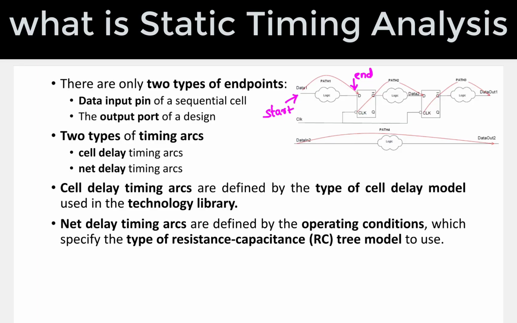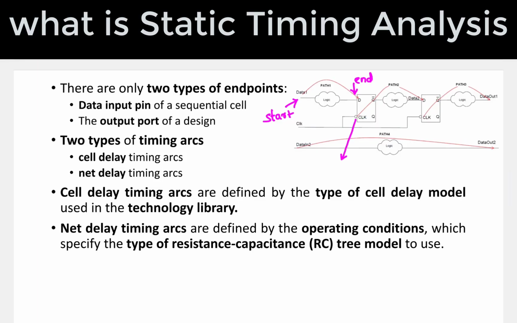In path number 1, the starting point is data 1 and the ending point is the data input pin of a sequential cell. Coming to path 2, this is called the start point and this is called an end point. Similarly, coming to path number 3, this is the start point and this is the end point. Next, coming to path number 4, this is the starting point and this is the ending point.